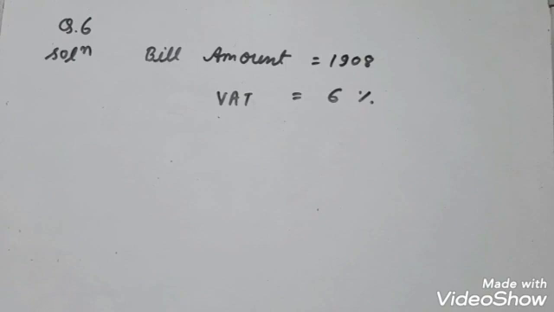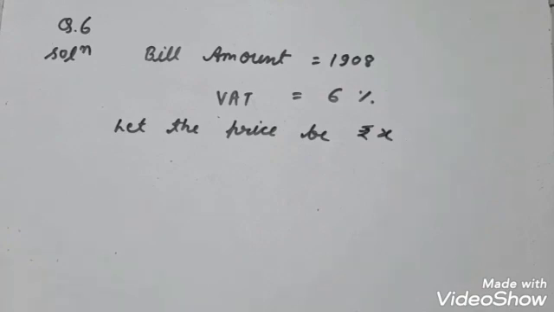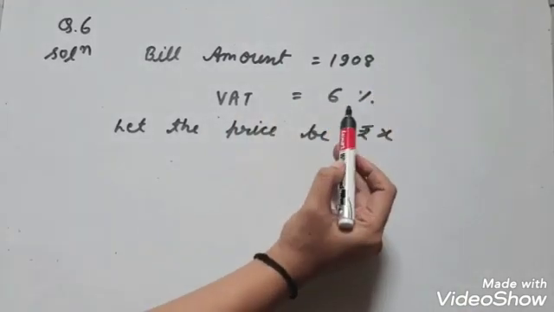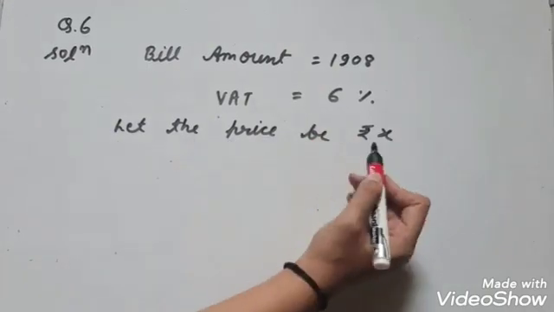Now question number 6. Question number 6 is the same as question number 4. Listen to the question carefully. Rohit purchased some medicine for rupees 1908, means it is the bill amount, which included 6% value added tax. Find the price of the medicines before the value added tax was added. Means we have to find out the original price of medicines in this question. Bill amount is 1908, value added tax is 6%. So let the price be X.